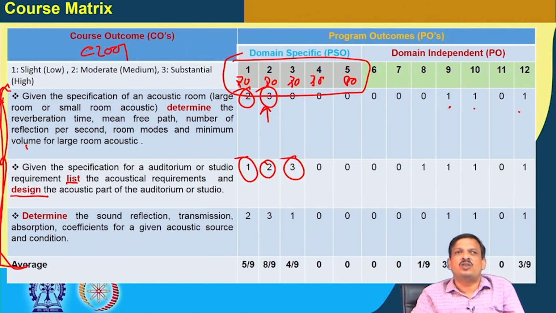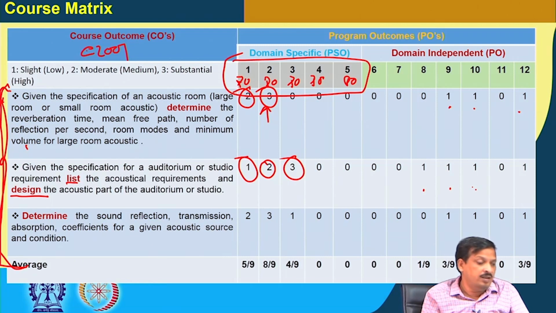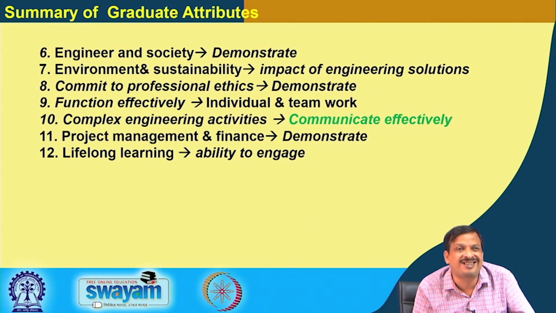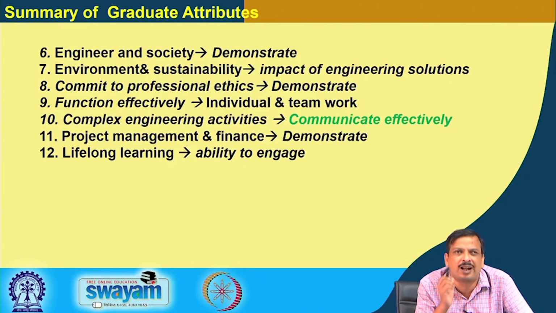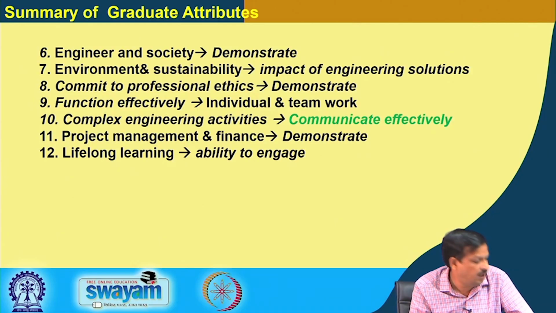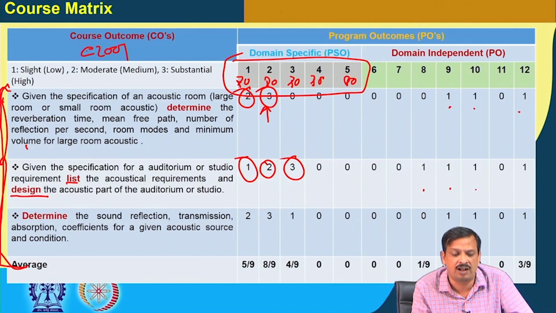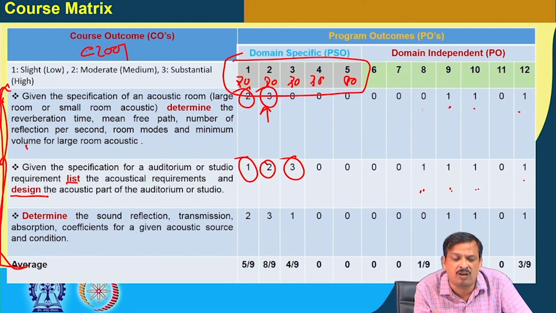When they design, they know other design also. So, design 8, 9, 10. What is 8? 8 is commit to professional ethics. Design ethics has to be developed, they have to use the true parameters, tell the truth. Then 9 individual and teamwork, 10 communication skill, 12 lifelong learning, 1, 2, 3, 4. Since it is analysis, that is why it may not involve their professional ethics development.